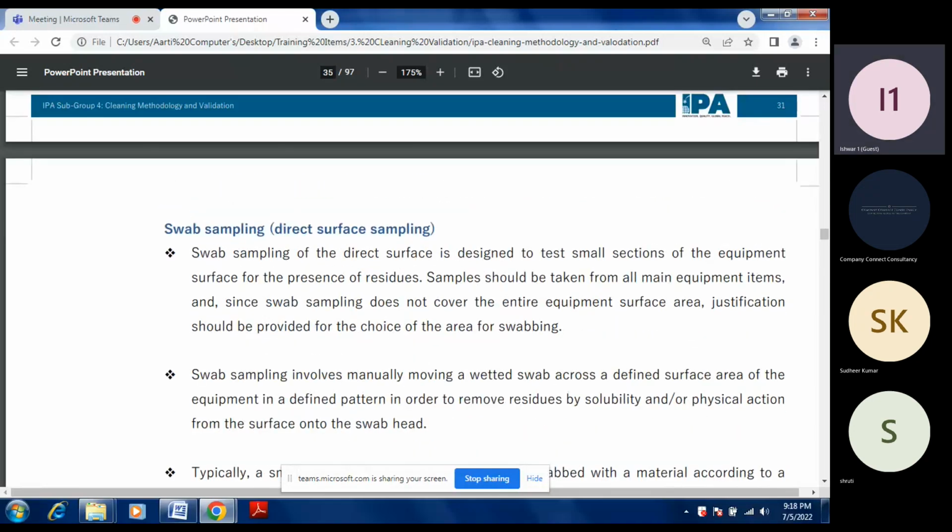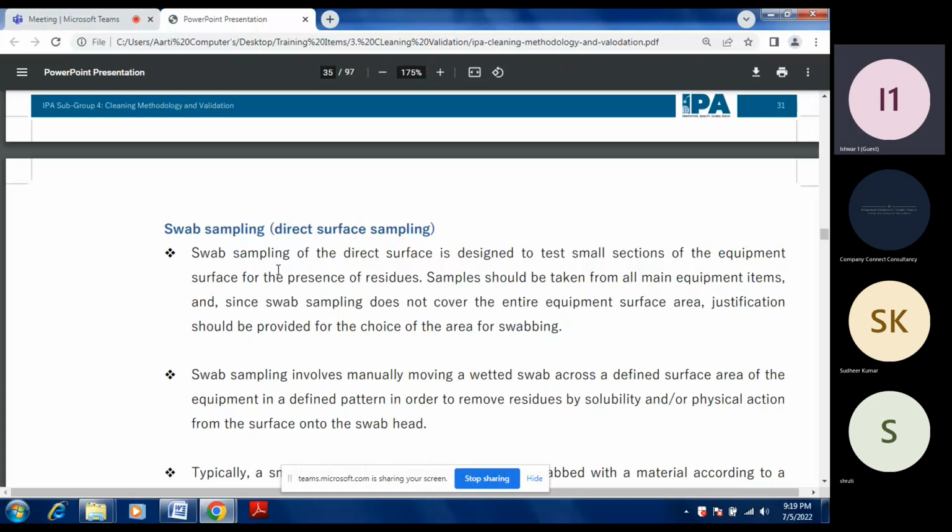Swab sampling, direct surface sampling. Now we have discussed the equipment and their location and the worst case criteria, how to select the worst case products, and everything. Now how we have to collect the sample. So what is the swab sample, what is the rinse sample, from where we collect the swab sample, and how much quantity, how much surface area we should consider for the swab sampling, and for rinse sampling where we have to perform the rinse sampling, everything we'll discuss further.